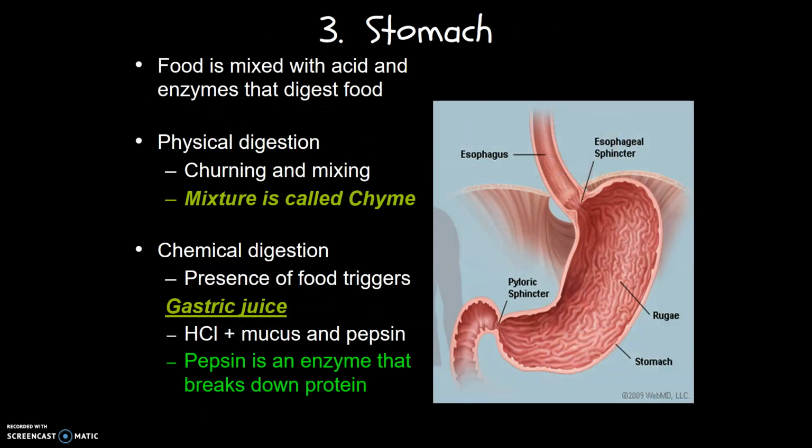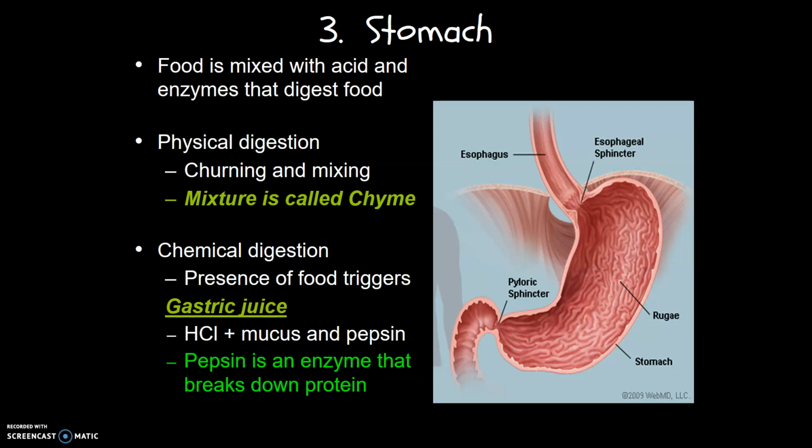Food will reach the stomach through the esophagus, where it is mixed with acid and enzymes designed to break down food. Once again, as we saw in the mouth, there's a combination of physical digestion, where we see churning and mixing of food, producing a mixture called chyme. And you can also see what are called rugae, which are a series of ridges which allow the stomach to expand when you have a very large meal.